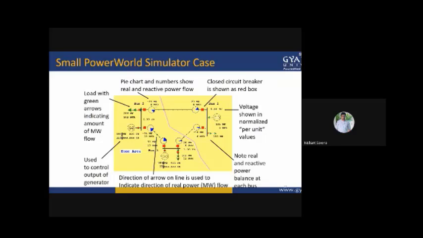The closed circuit breakers are also shown in red colors. The red boxes are basically the circuit breakers, and they are red because they are closed. Okay, so this is just a simple power system network, in which the loads, the generators and the buses are shown to you along with the transmission lines.